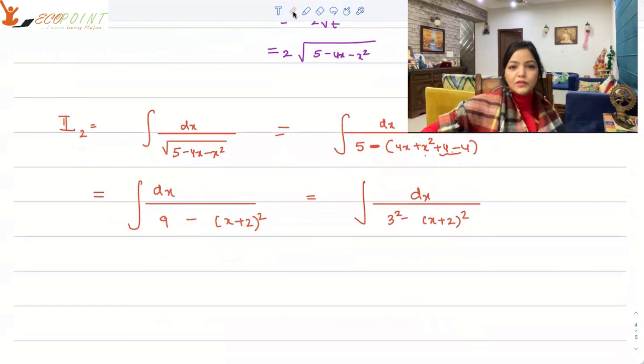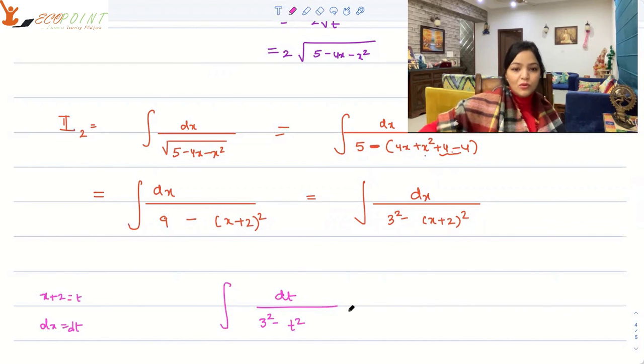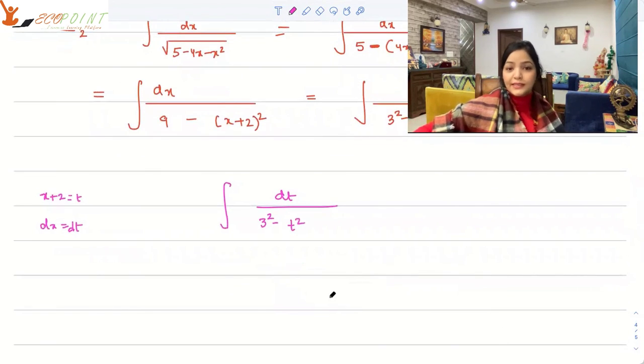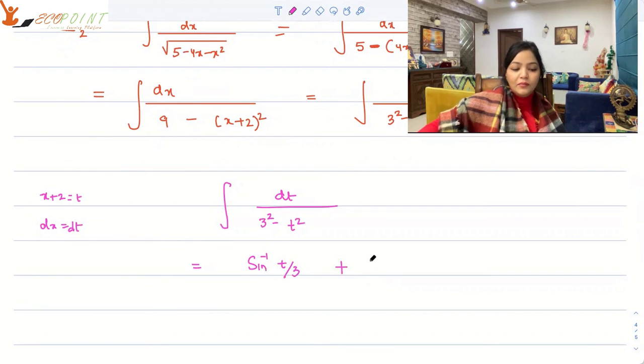Wherein you can now put x plus 2 as t, so dx is equal to dt. And this integral turns into dt upon 3 square minus t square. Now, you know, when you have a square minus x square, what is the integral? Integral will be in terms of sine. So this will give you sine inverse t by 3 plus, say, c2. Now you can substitute back. It is sine inverse x plus 2 by 3 plus c2.